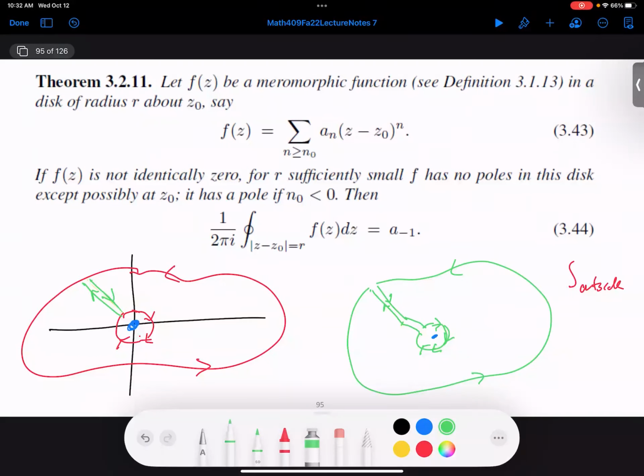So the integral over this whole curve is 0. As I take the limit as that gap goes to 0, I get the integral over the outside plus the integral over the inside equals 0.